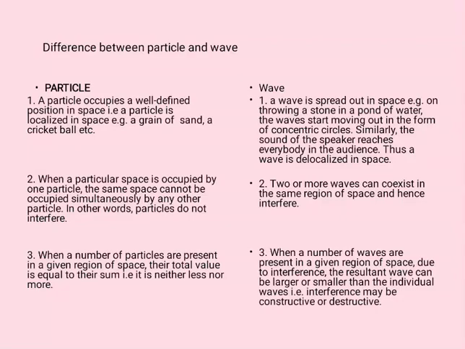So we can say particles do not interfere, whereas waves can interfere. Number 3, when a number of particles are present in a given region of space, their total value is equal to their sum. That is, it is neither less nor more. But when a number of waves are present in a given region of space, due to interference, the resultant wave can be larger or smaller than the individual waves. That is, interference may be constructive or destructive. Particles can be counted, but waves cannot be counted.